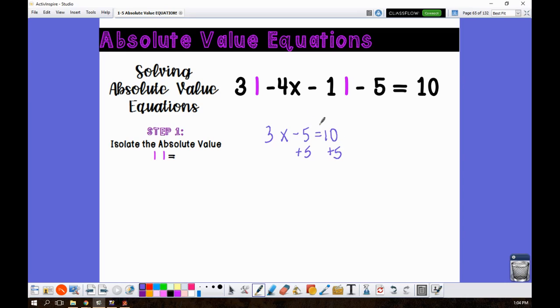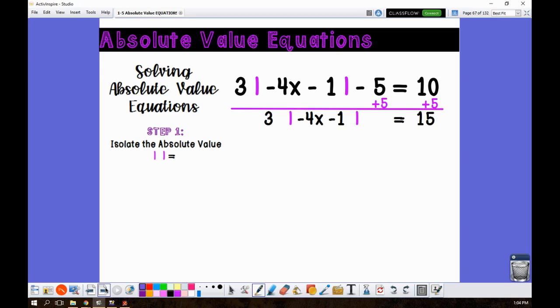That's right. So actually what we're going to do in this whole thing is we're going to add 5 to both sides because I want to get this piece here alone. I want to isolate this here. So we're going to go ahead and show you that in the next couple slides. So first I'm going to add 5 to both sides. That's going to give me 3 times the absolute value of negative 4x minus 1 is equal to 15.